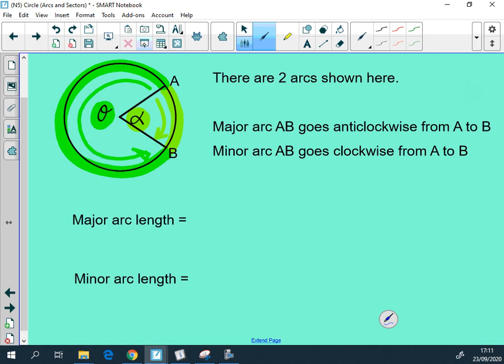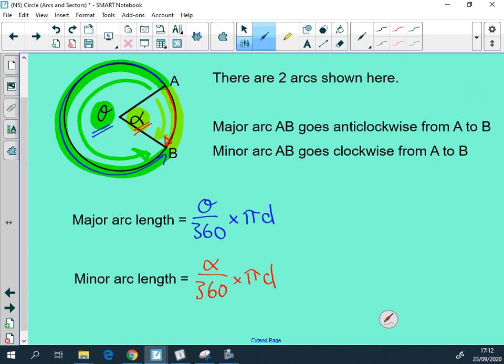So the major arc, this is the big one coming around the outside here, and theta is that angle. So I would have theta over 360 times pi times my diameter. And if I was trying to get the minor arc, I'll change colors here. Remember, that's this small arc here, and if you're doing the smaller arc, you're going to be using alpha. So it'll be alpha over 360 times pi times d. Essentially, if you're doing the major arc, you're using the bigger angle, and if you're doing the minor arc, you're using the smaller angle.